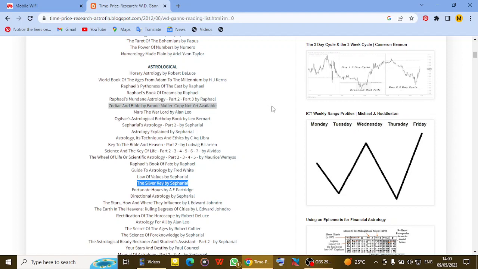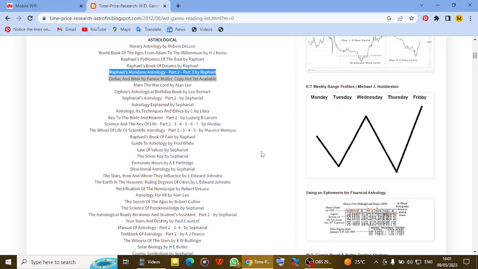When it comes to mundane astrology, it means you're looking at astrology particularly applied to forecasting events of a certain location, country, government, city, and all that. There are a couple of books here. First and foremost, the most beautiful book written here, Raphael's Mundane Astrology Part 1, 2, and 3. It's a very good book that you have to read if you want to know about that.